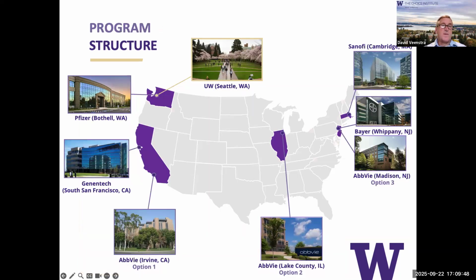So the program structure, obviously, we're based in Seattle, upper left corner there. And then the Pfizer Fellowship is based out of Bothell, Washington. Genentech out of South San Francisco. AbbVie has a couple locations, one in Irvine, California, and another one in Illinois, and another one in New Jersey. Bayer's in New Jersey, and then Sanofi is in Cambridge, Massachusetts. So a variety of different locations.